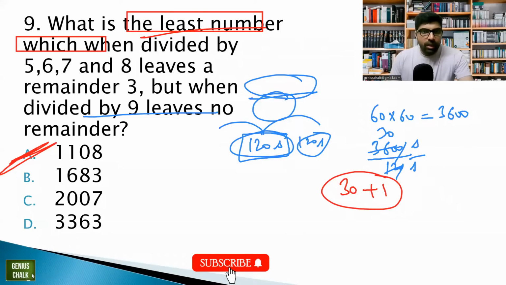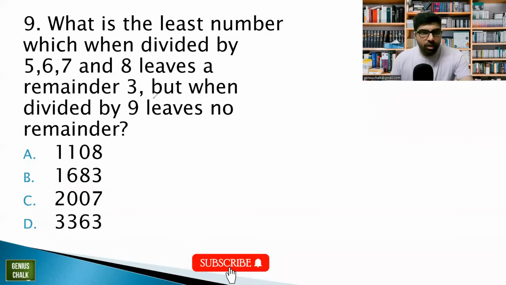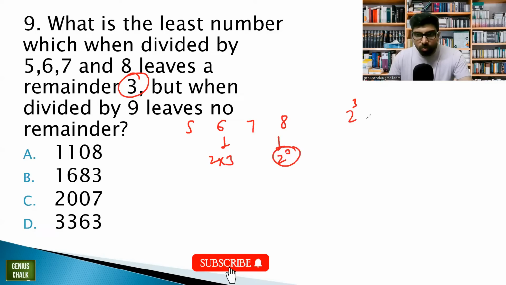Okay, next one. The least number which when divided by 5, 6, 7, 8 leaves a remainder 3. The same type, let's find the LCM of 5, 6, 7, 8. So here, this is 2 into 3. This is 2 cube. The highest power of 2 is 2 cube. The highest power of 3 is 3. Then 5 and 7 are co-primes. Just multiply. 8 3s are 24, 5s are 120, 7s are 840.